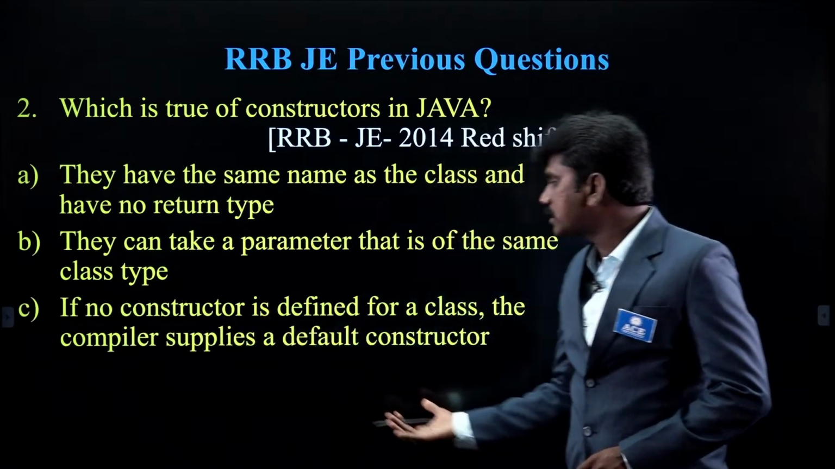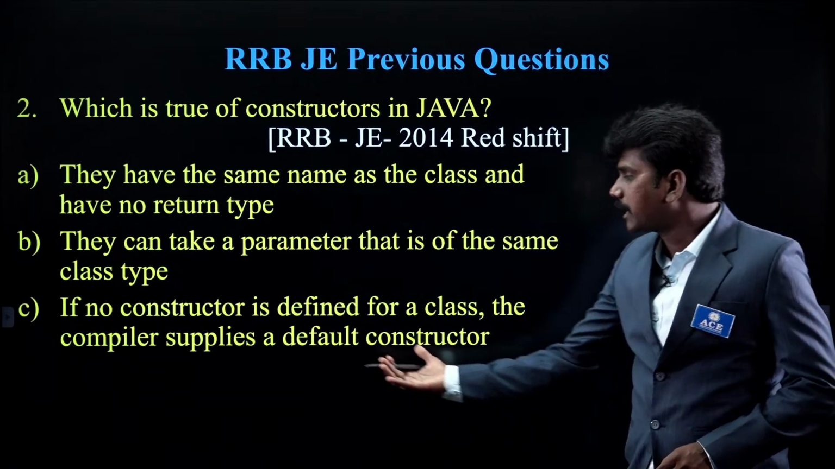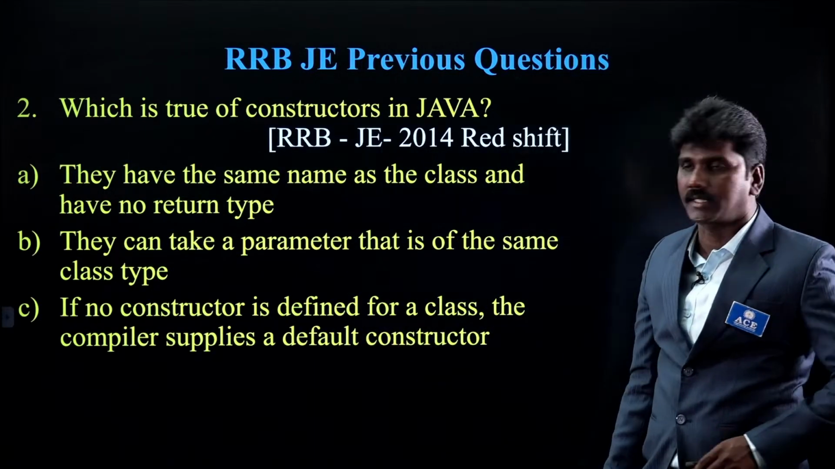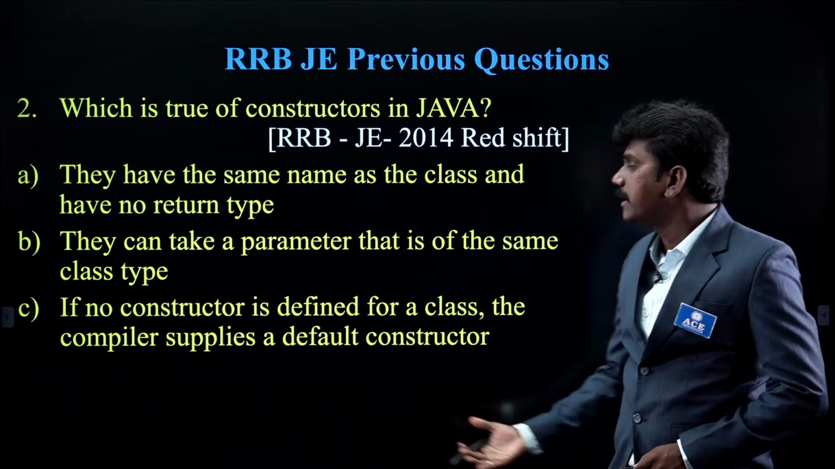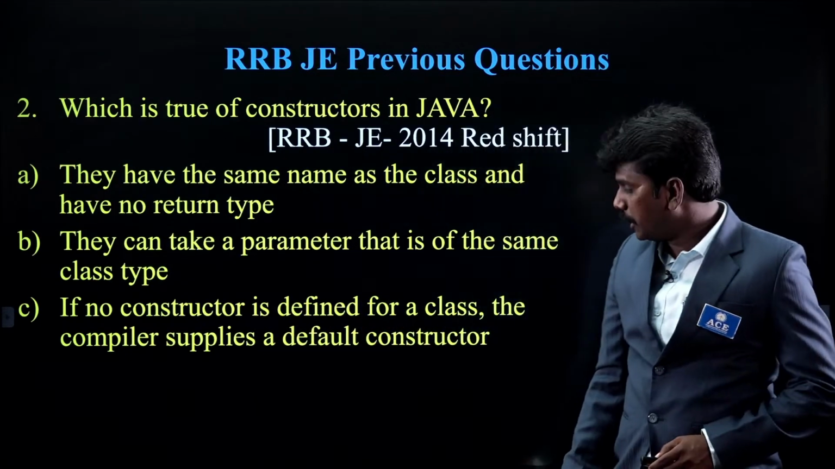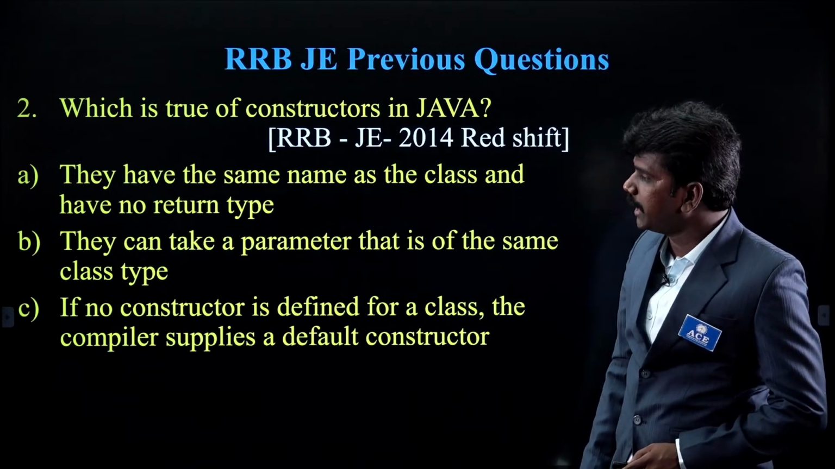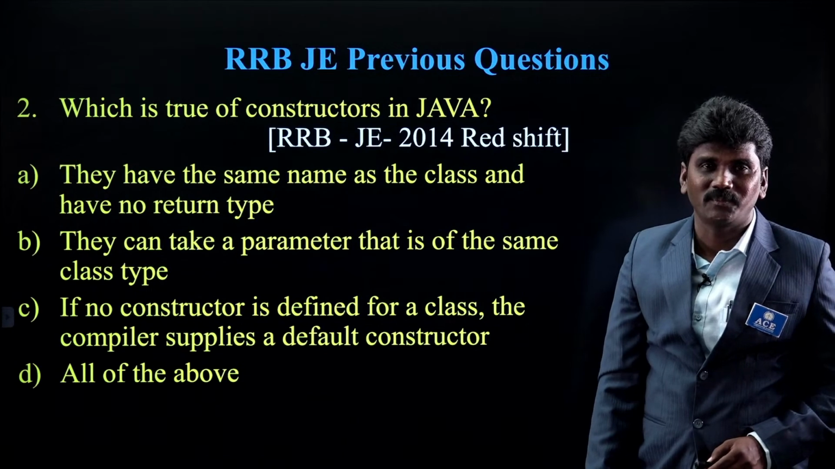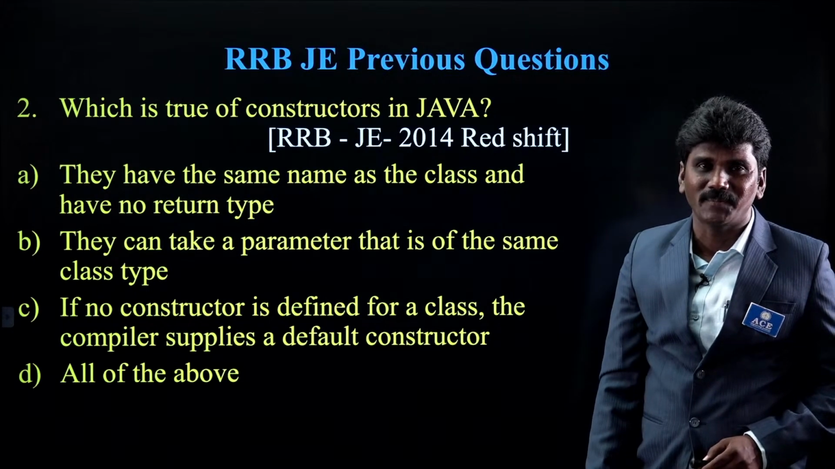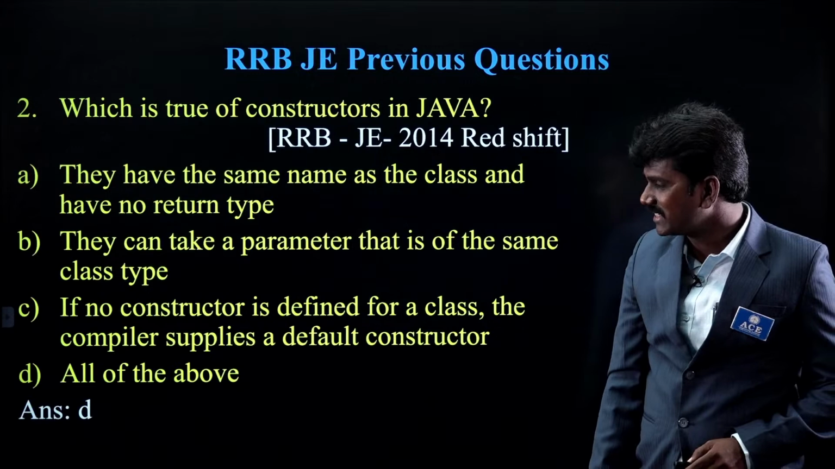Next, if no constructor is defined for a class, the compiler supplies a default constructor. Is it right? Yes. By seeing these three options, all three options are correct. So what would be the answer for this question? The answer for this question is D.